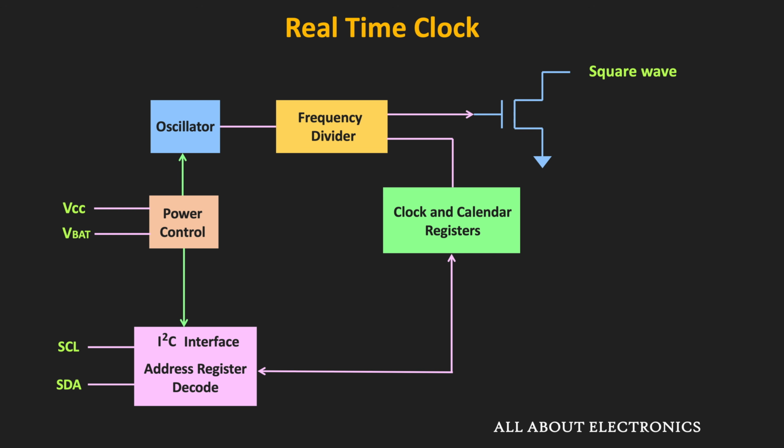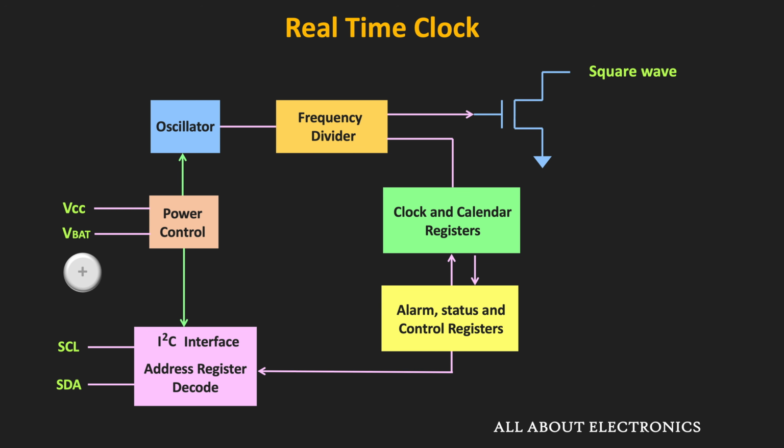But if there is a power failure or if the external supply voltage falls below the battery voltage, then the circuit will operate on the battery voltage. So this power control circuit will decide all these functions. Apart from that, the RTC also has the alarm, status as well as the control registers. And to sense the ambient temperature of the RTC, it also has the temperature sensor.